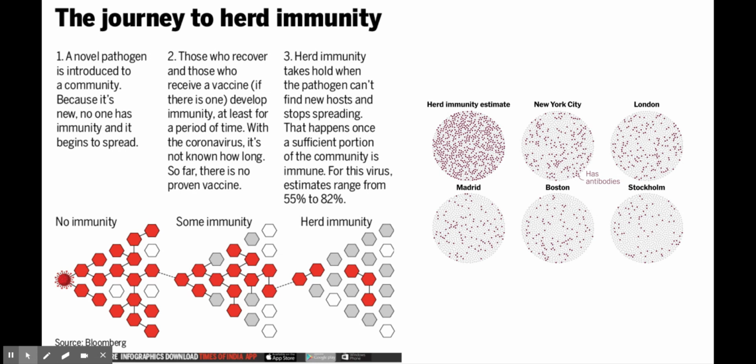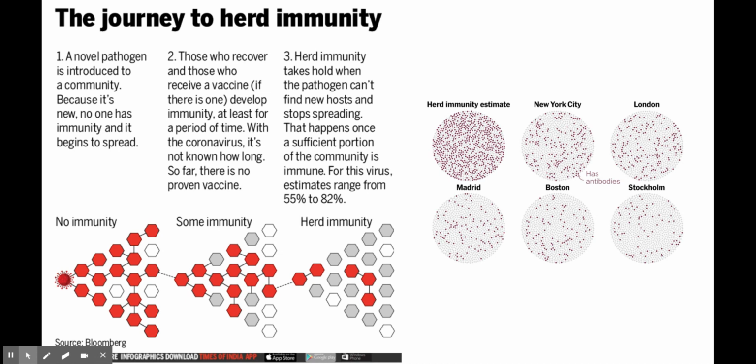So if you look at what that looks like in some major cities, the circle on the top left is what herd immunity needs to look like. So if every little dot there is a person in the population, the dots that are colored are immune, so they have antibodies, and the dots that are gray are susceptible. So that's what herd immunity looks like, where the virus basically runs out of room to spread.